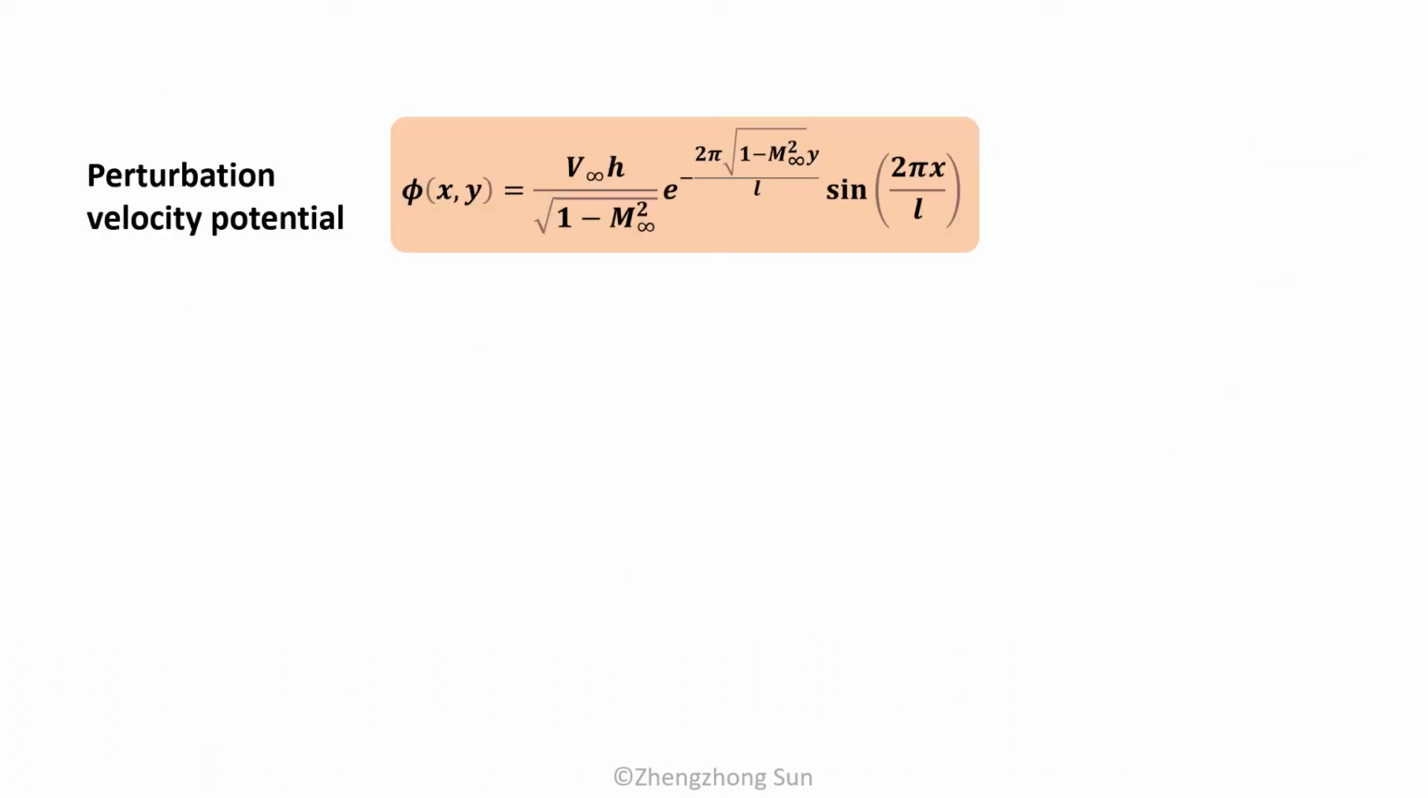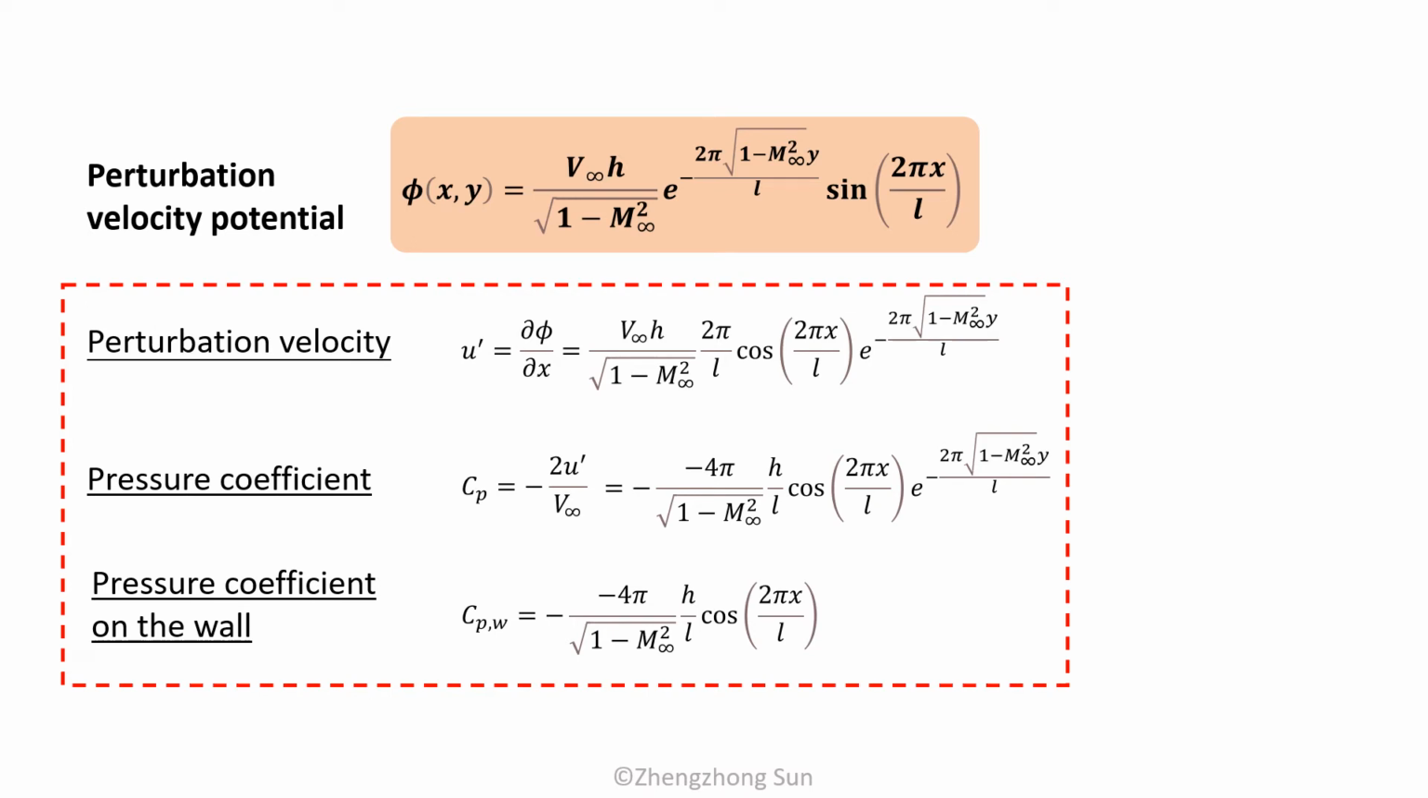Okay, so now we can have the perturbation velocity potential. It's in this equation. And similarly, we can have the perturbation velocity, just by taking the partial derivative of phi with respect to x. And then we can have the pressure coefficient, Cp. This is where we derive the Cp relation in transonic flow, especially when we make use of the compressibility correction. So we have the Cp, and naturally we also have the pressure coefficient on the wall.